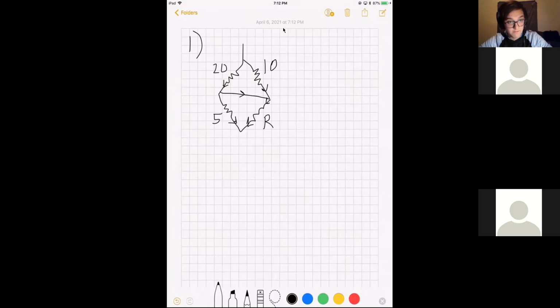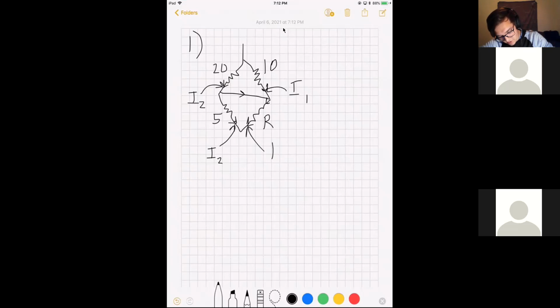Now we've got to label some currents. We're going to start right here. I'm going to label this as I1, and this is going to be I2. These are just the currents running through each wire. Remember that you can only have one current running through one wire at a time. And this is actually equal to I2.